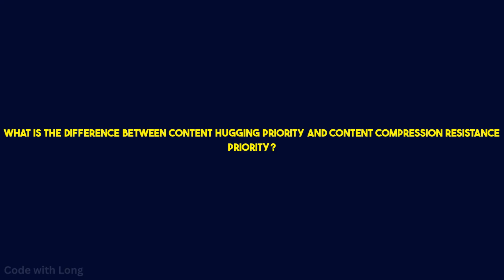What is the difference between content hugging priority and content compression resistance priority?